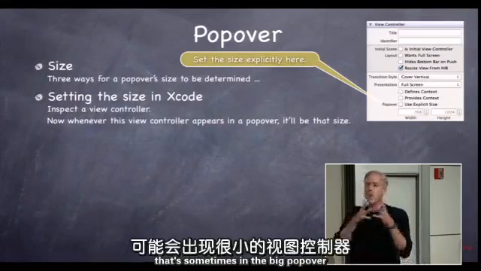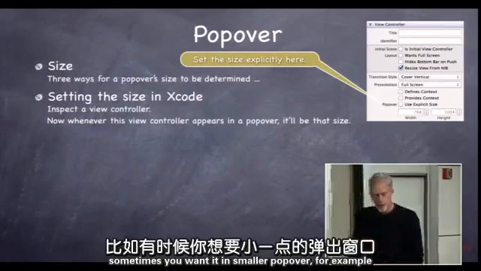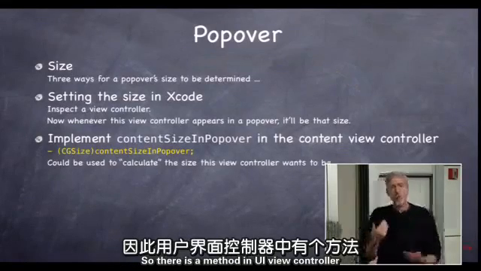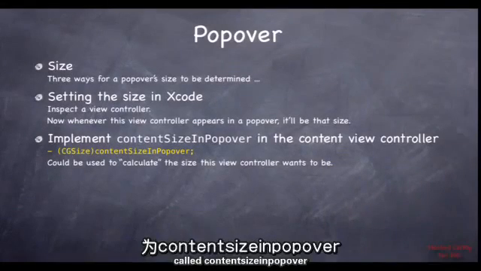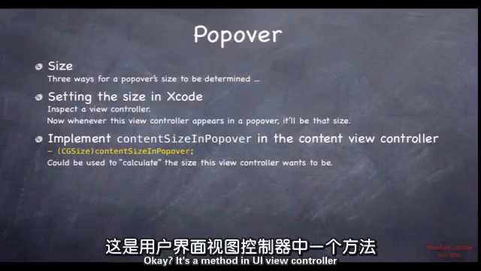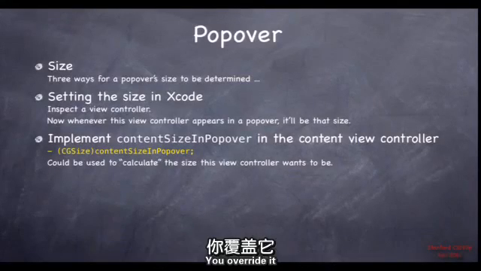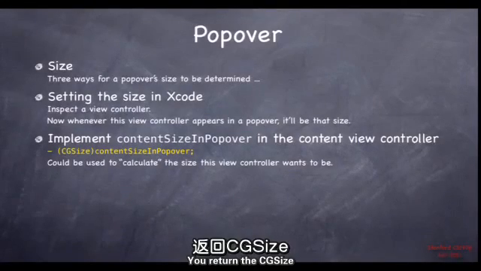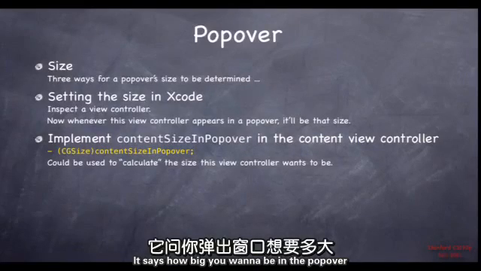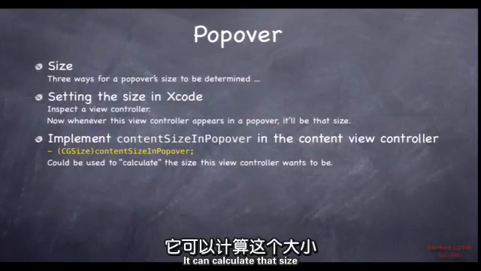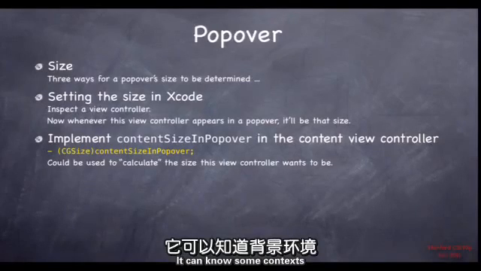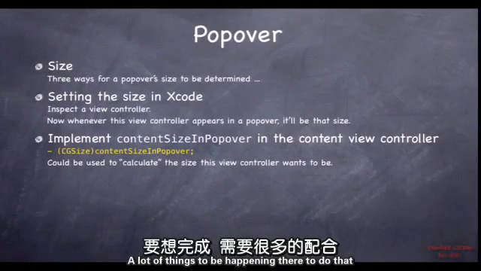You might have a view controller that's sometimes in a big popover, sometimes you want it in a smaller popover, for example. So there's the method in UIViewController called contentSizeForViewInPopover. Okay, it's a method in UIViewController. You override it, and you return a CGSize that says how big you want to be in a popover. And it can calculate that size. It could know some context. A lot of things could be happening there to do that.